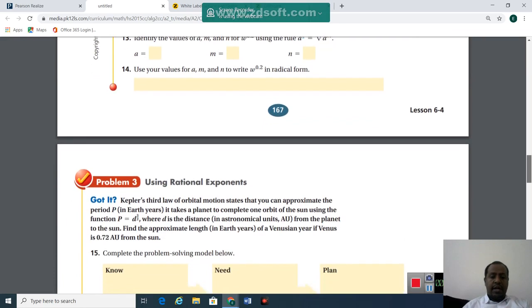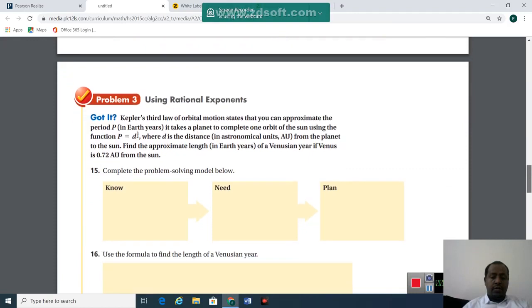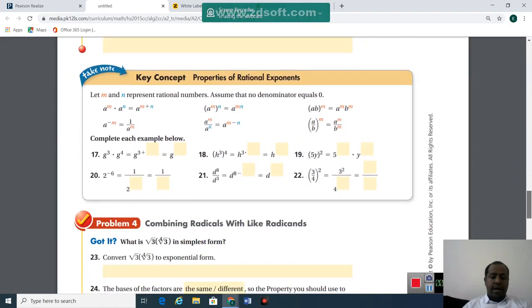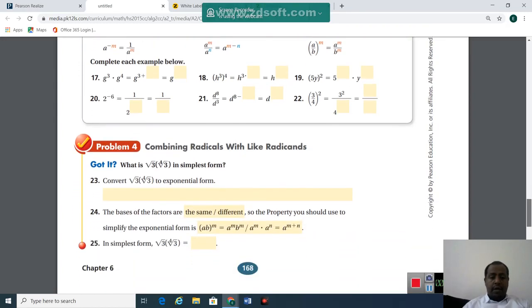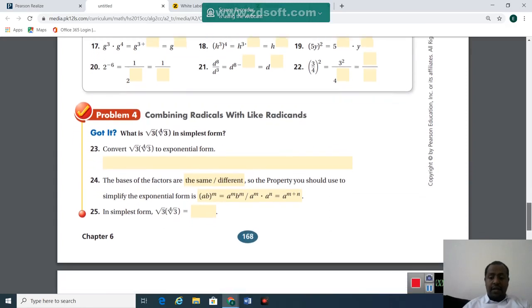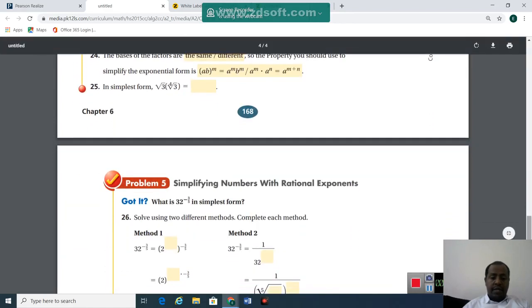And then we will see how to apply rational exponent in our real life situations, and then we will see how to combine radicals with radicands. If you remember, in section 3 we saw how to find the sum and difference of radicals with the same radicand and without the same radicand. But in this lesson we will see how to combine radicals involving like radicands. And then finally, we will see how to simplify numbers with rational exponent.